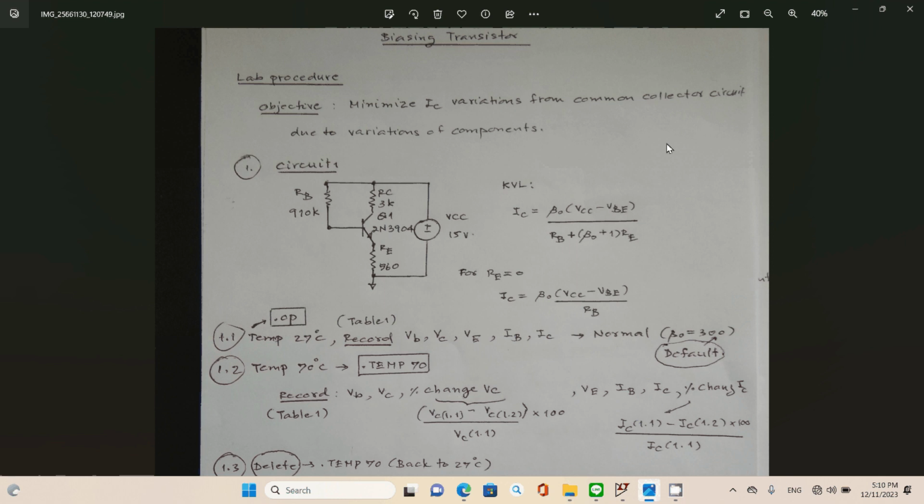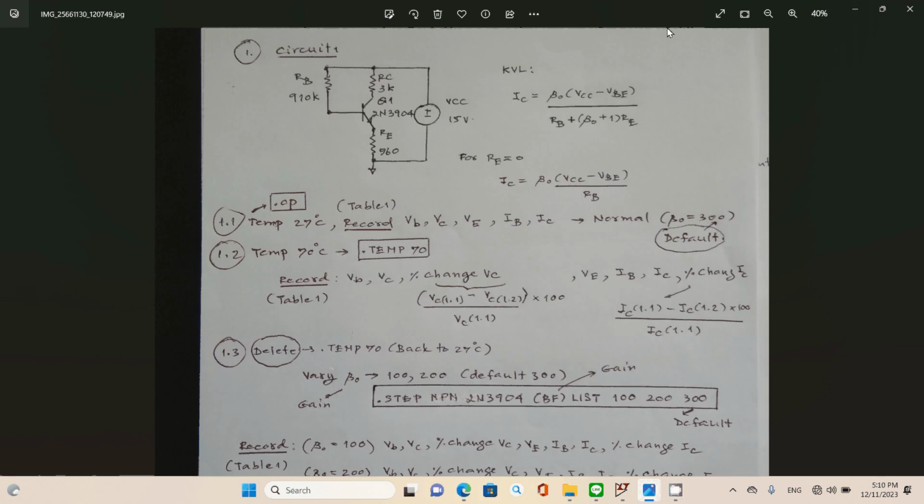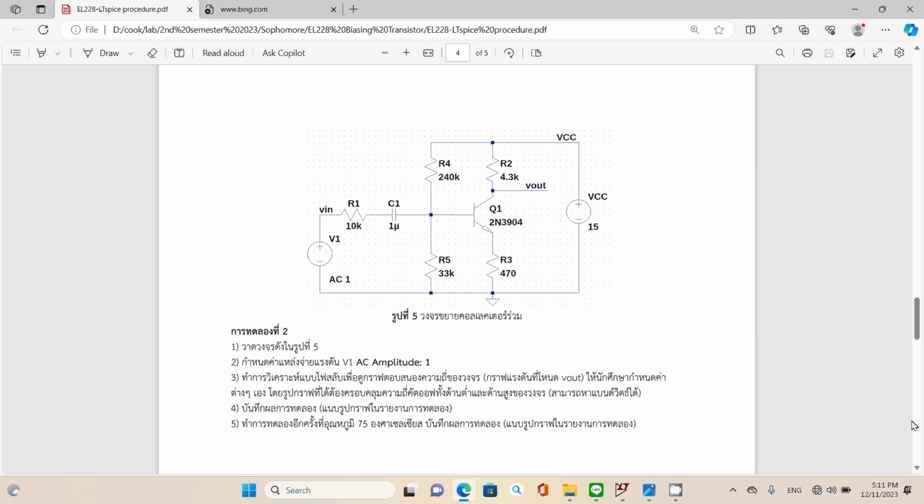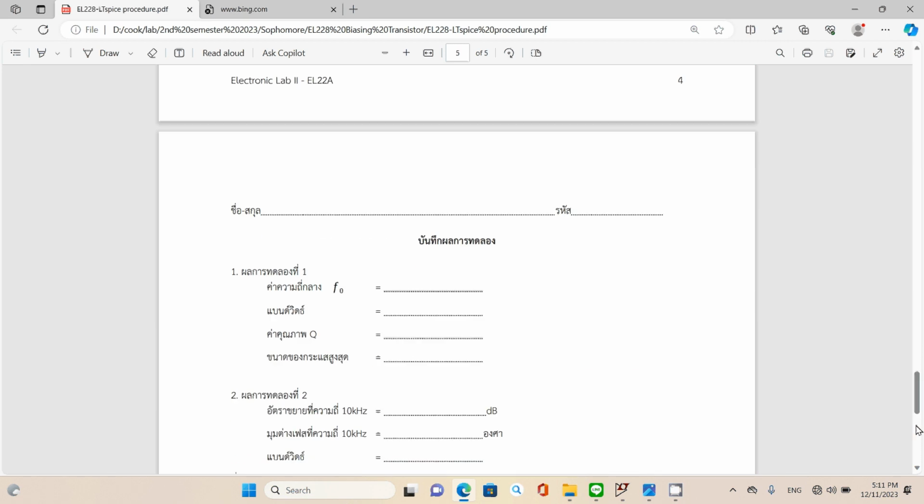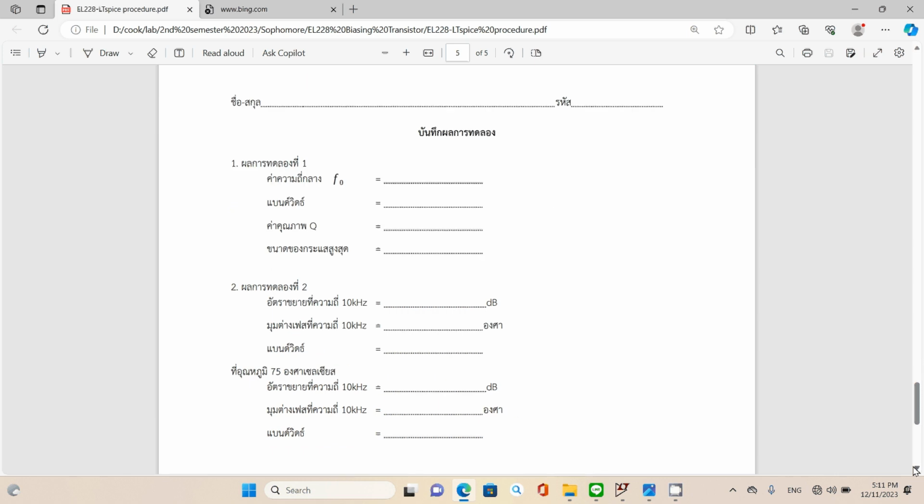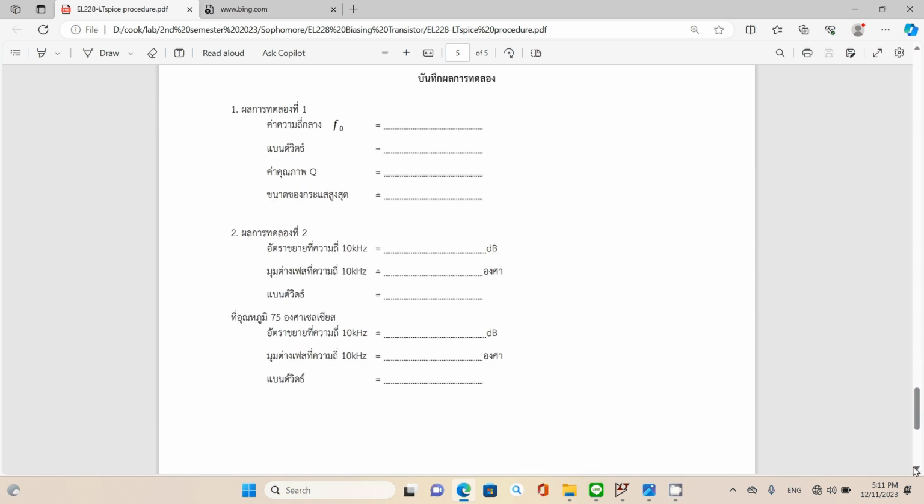The first step is we're going to work at room temperature. You need to record VB, VC, VE, IB, IC in table number 1. You can just fill up the table, or you can just copy the output file after you do the simulation. You can do both.